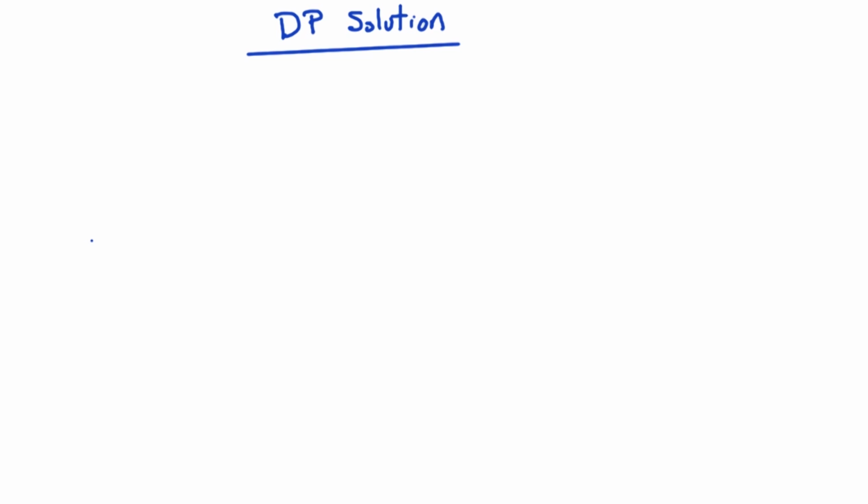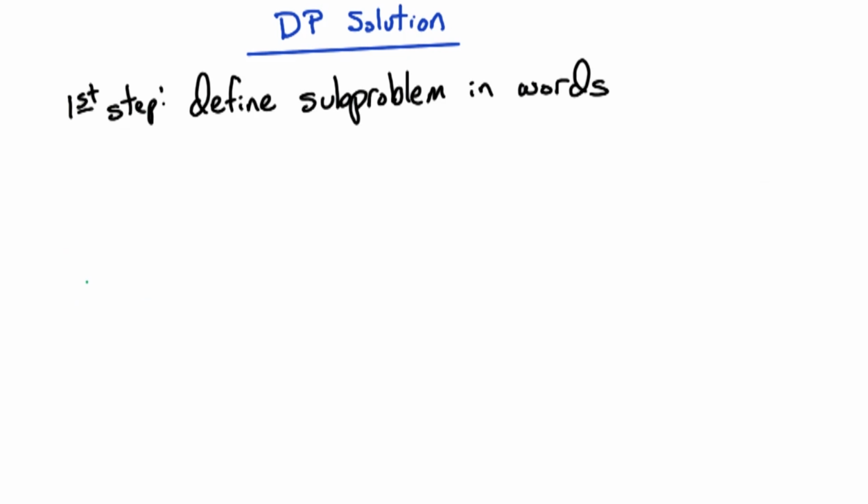Now let's look at the recipe for designing a dynamic programming algorithm. The first step is to define the subproblem in words. To see what I mean by this, let's look back at the simple example of Fibonacci numbers. In that example, our subproblem definition was f of i is the ith Fibonacci number.